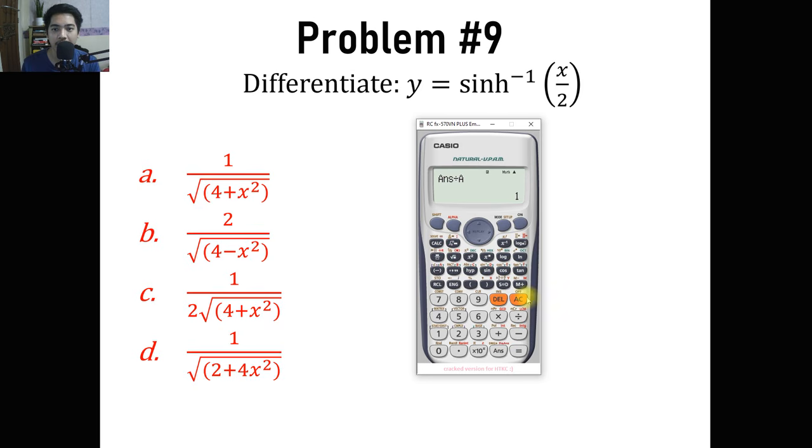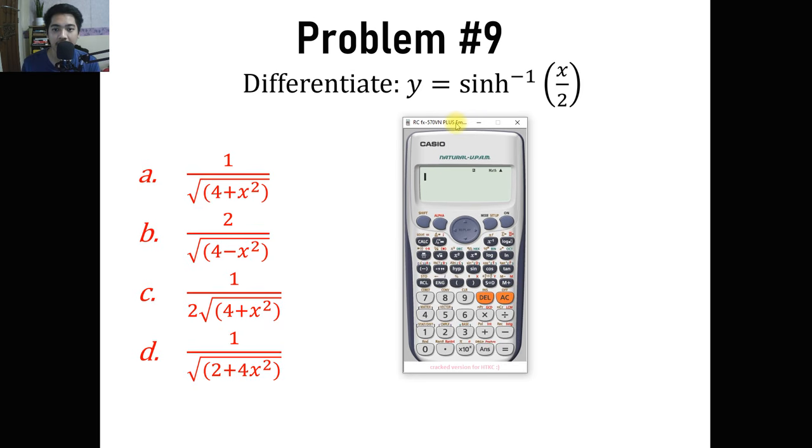How about problem number 9? This is inverse hyperbolic sine of x over 2. So, same process. We have hyperbolic here, inverse hyperbolic here. For sine, we have 4. So, again, we have x over 2, alpha x all over 2. Close this with a parenthesis.